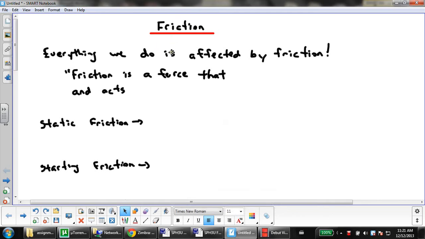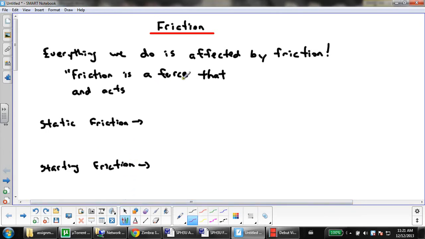All right, friction. Everything we do is affected by friction. Engineers are always interested in getting friction smaller, like if I'm trying to get a machine to work by putting oil in it. But people are also interested in getting it bigger, like people who make snow tires. It's constantly on our mind.